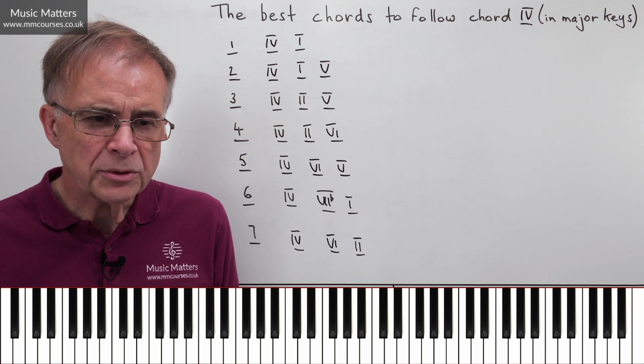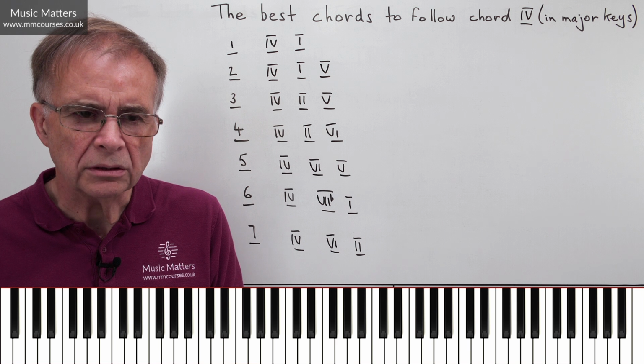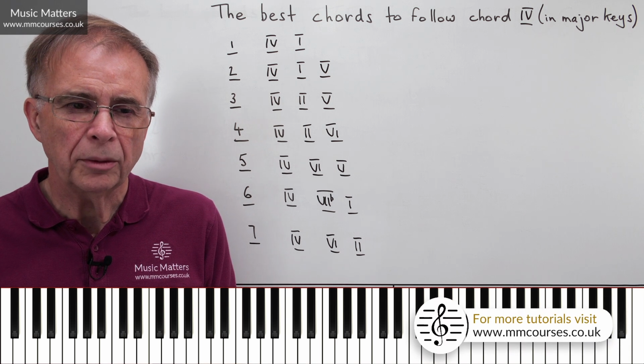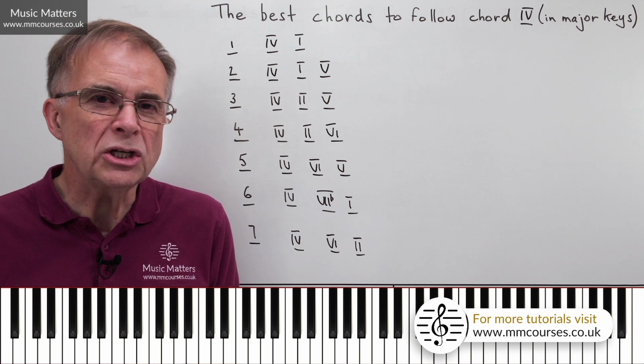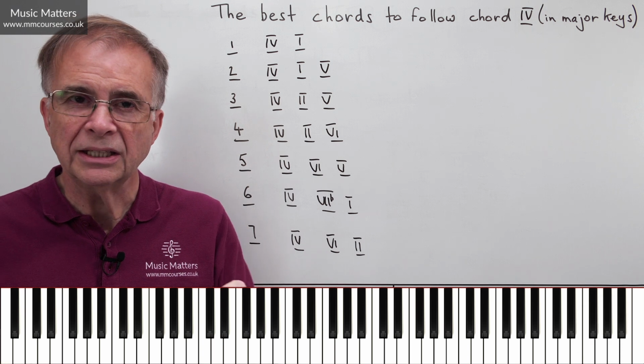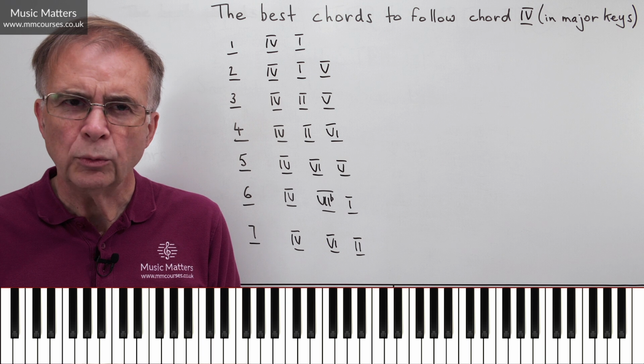And then the next option, option 6, 4 to 7B to 1. Well, what am I doing here? Well, 7 is often a chord that people avoid. It's a diminished chord in a major key, so it can be a bit troublesome. But if you're going to use it, it usually works much better in first inversion.